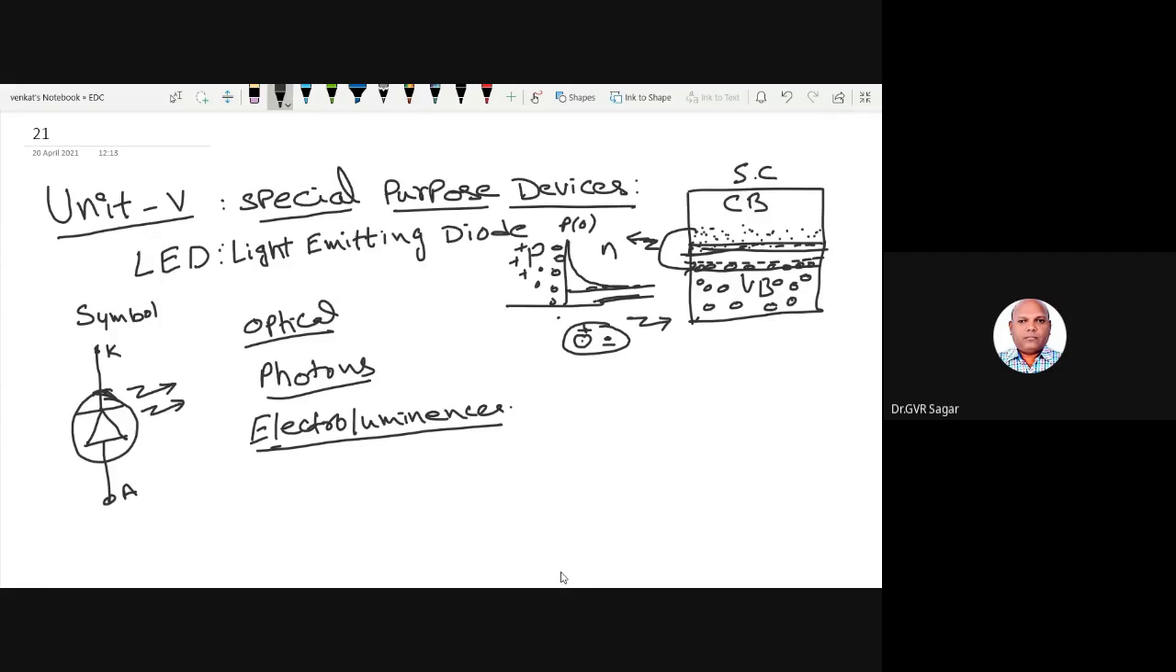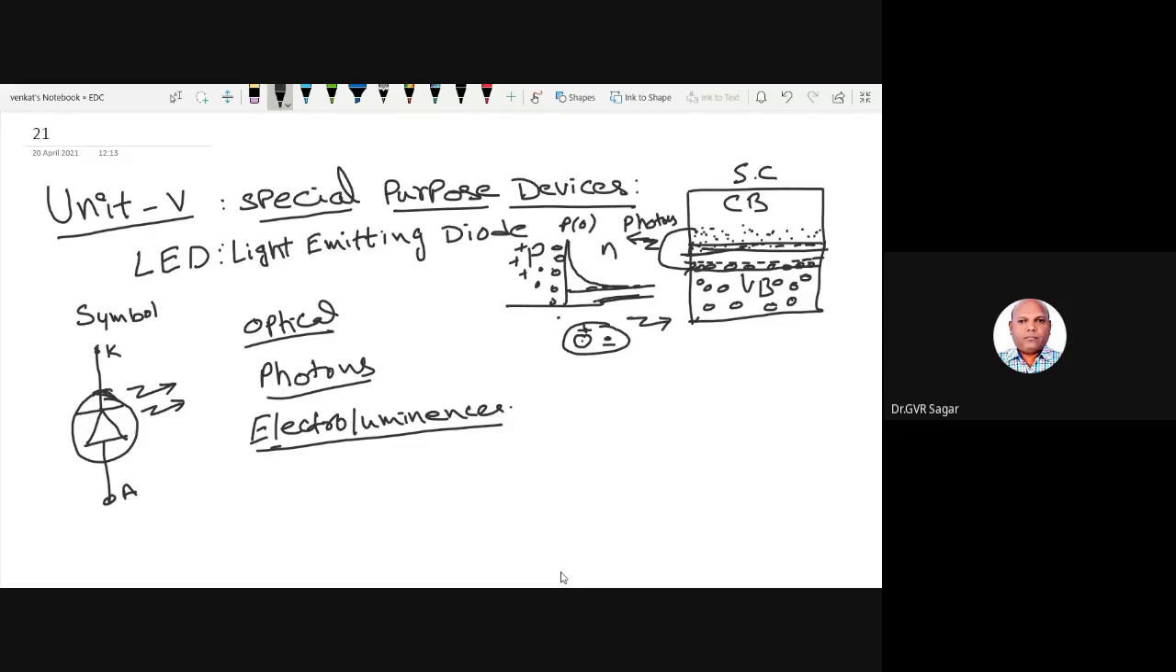Whenever energy is released, the particle is moving from a higher energy level, the conduction band, to the valency band. So energy will be released, and photons will be released. This mechanism we are calling the electroluminescence method.